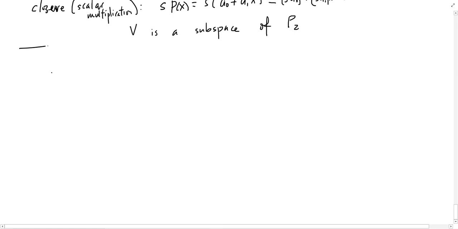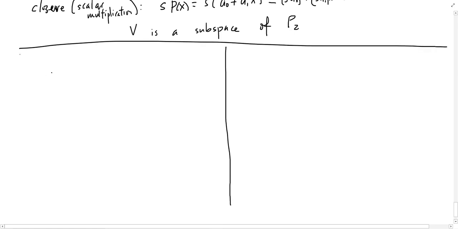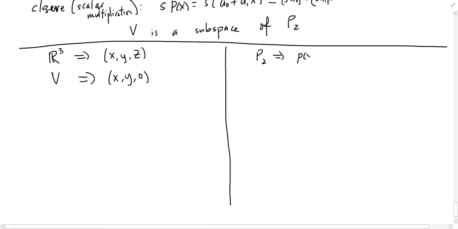I notice the following similarity between them. In the first example, we are doing something in R3. So you can think of it as the vector xyz. And then V consists of only elements of the form xy0. Now consider what happened in P2. P2 consists of every polynomial in the form of P of x equal to a sub 0 plus a1x plus a2x squared. And our V in this case will consist of every polynomial in the form of a sub 0 plus a1x.